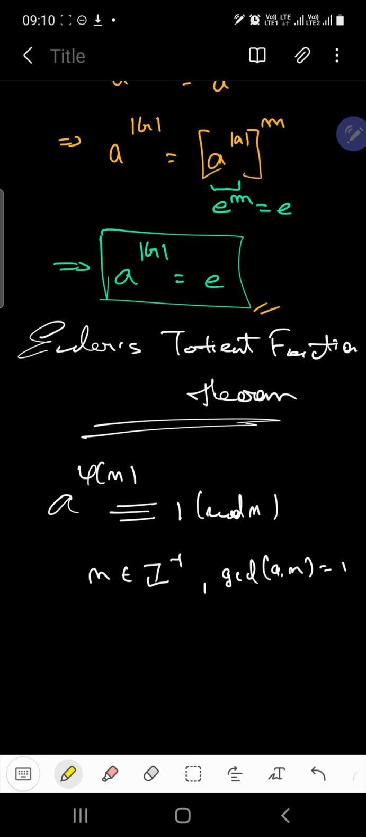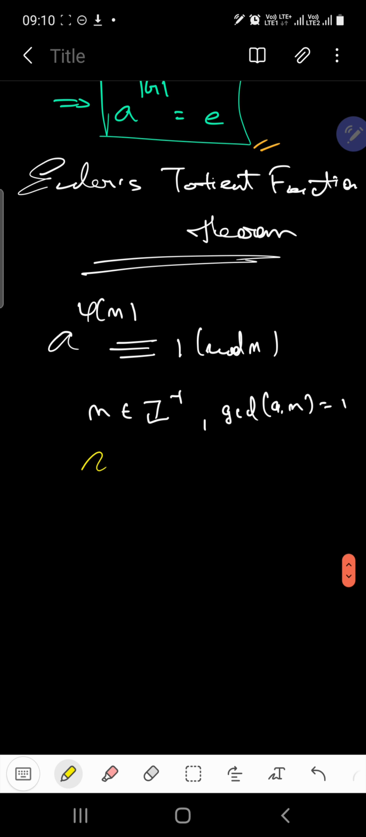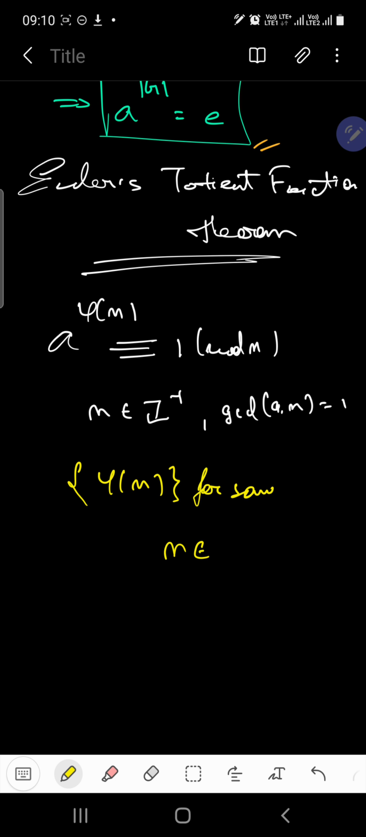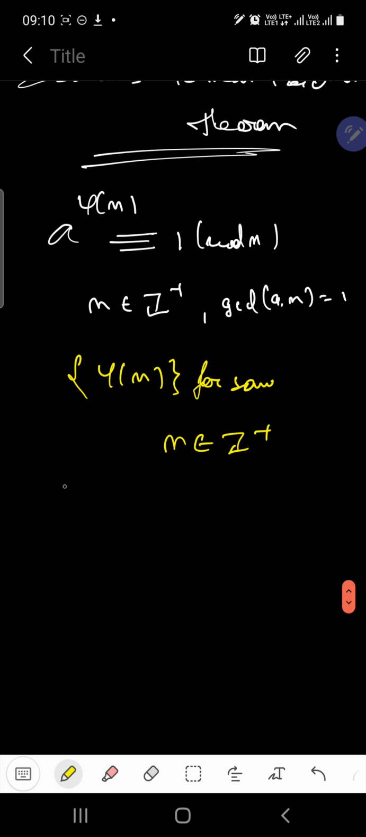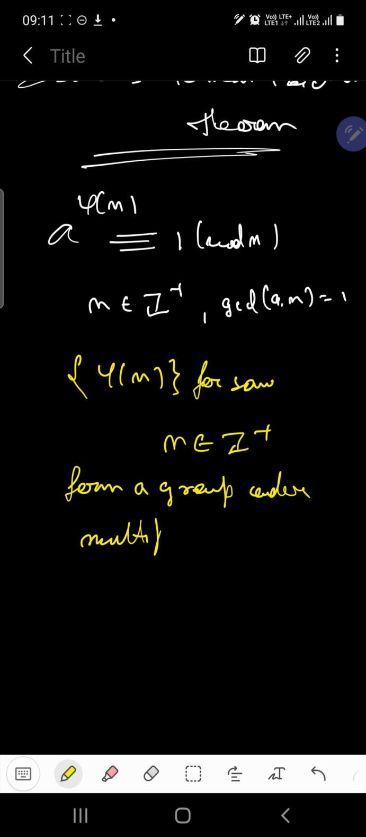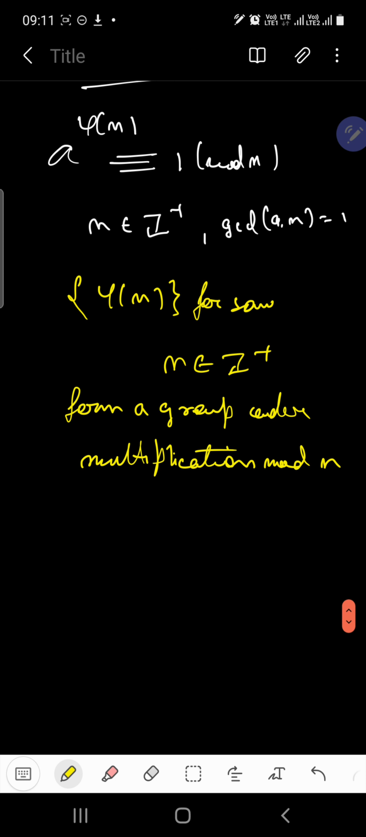You can prove it yourself also, that the group of elements of phi n, for some n belonging to the positive integers, forms a group under multiplication mod n. Clear? Under multiplication mod n. I'm not proving this right in this video, you can prove it yourself, it is quite easy to prove.